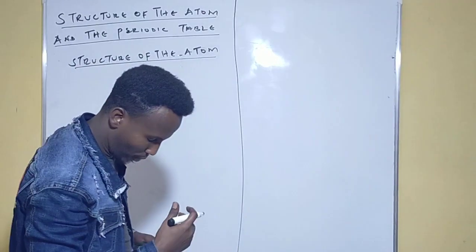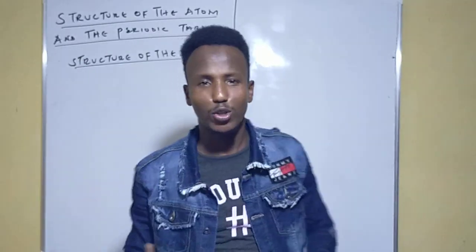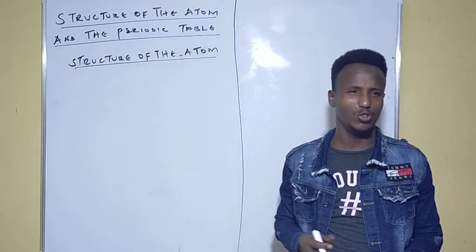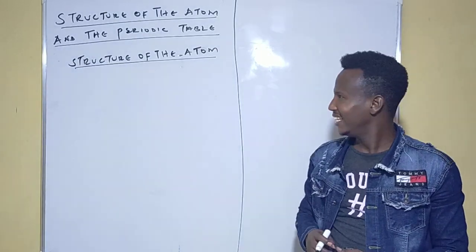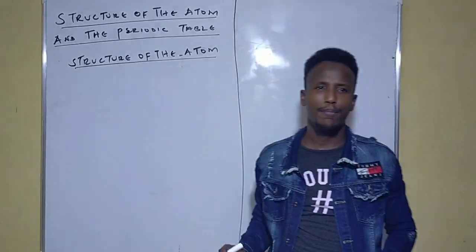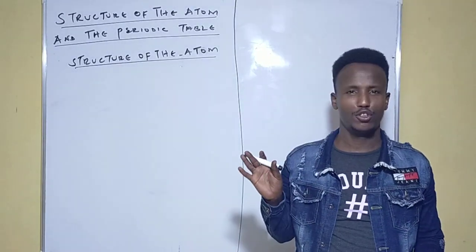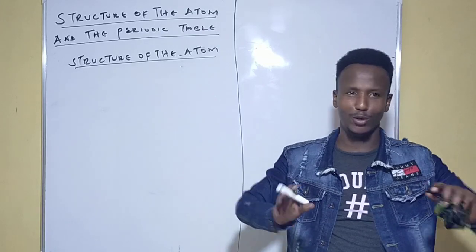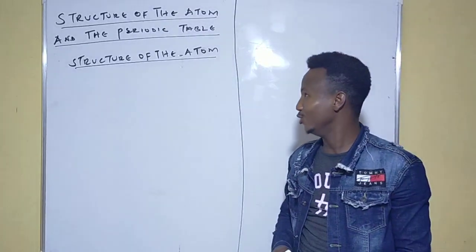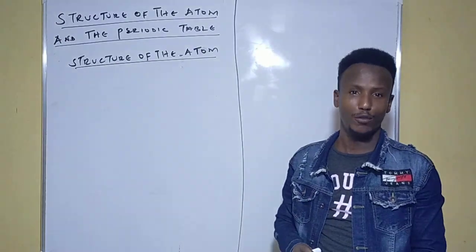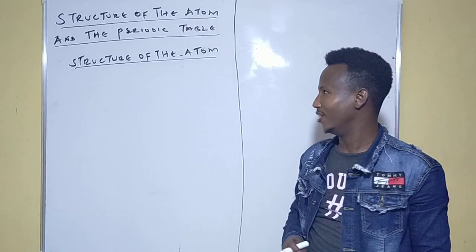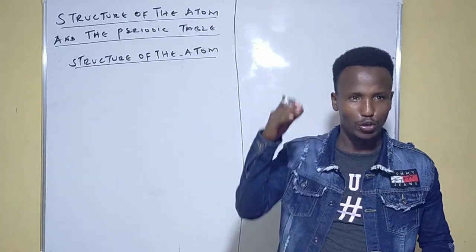Before we talk about the structure of the atom, we are going to give the definition of an atom. What's an atom? An atom is the smallest particle of an element that can take part in a chemical reaction. Period. Stop there. In chemistry, we don't talk much. It's not like biology, where sometimes you even try to convince the marker of your paper. But in chemistry, it's a matter of saying the right thing. You must be brief and to the point.